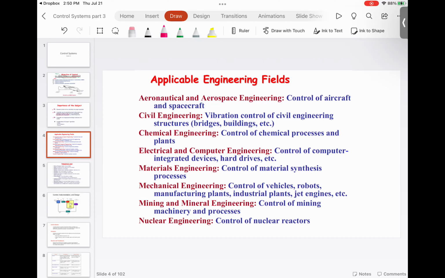Anyway, that being said, what are the applicable fields where controls are used? Controls are used in aerospace and mechanical. They are used in civil. They are used in chemical processes. They are used in electrical. They are used in materials engineering, mining, and nuclear engineering. In all the industries that serve humanity, control engineering is present.